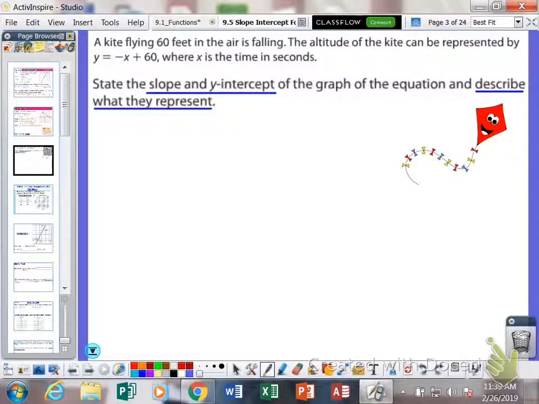Okay, now the last problem says a kite flying 60 feet in the air is falling. The altitude of the kite can be represented by y equals negative x plus 60, where x is the time in seconds. So we want to state the slope and y-intercept of the graph of the equation and describe what they represent. So we have y equals negative x plus 60.